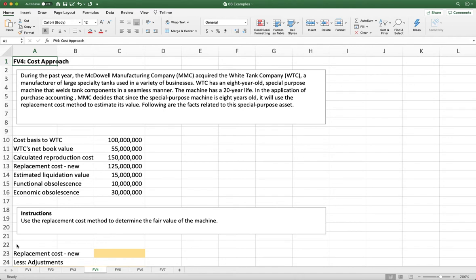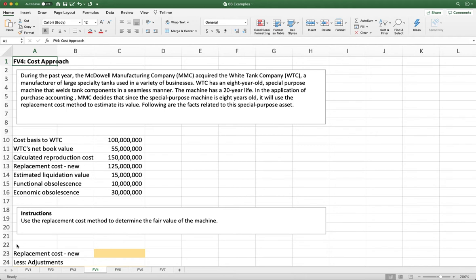Functional obsolescence. Functional obsolescence is reduced desirability due to outdated design features. So, if you're thinking of something like your iPhone, if you really want the facial recognition, you're not going to be as interested in buying an iPhone with the thumbprint recognition, right? So the functions have improved to the point where it makes the old item less desirable. The one with the thumbprint is not as desirable as the one with facial recognition.